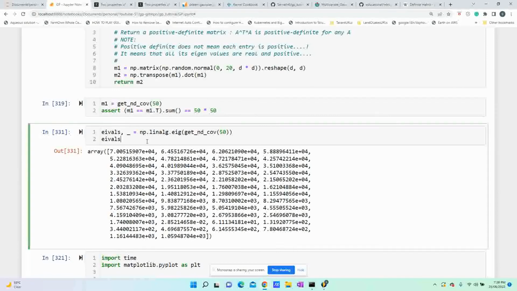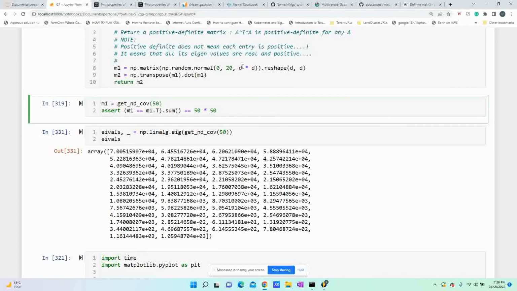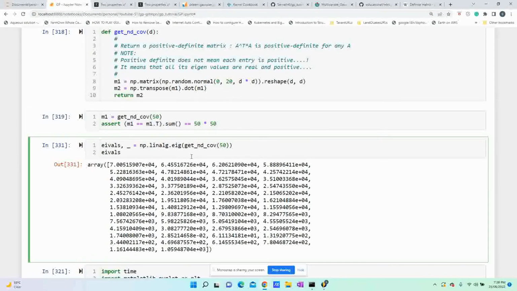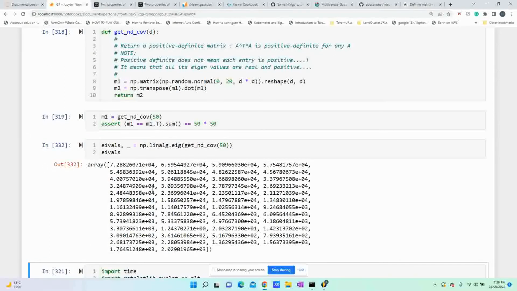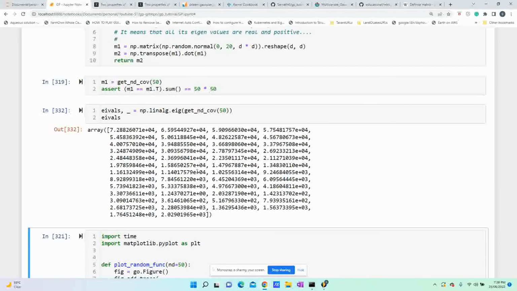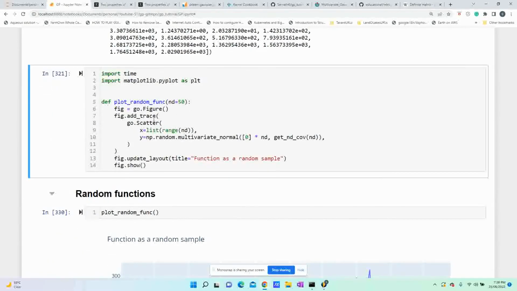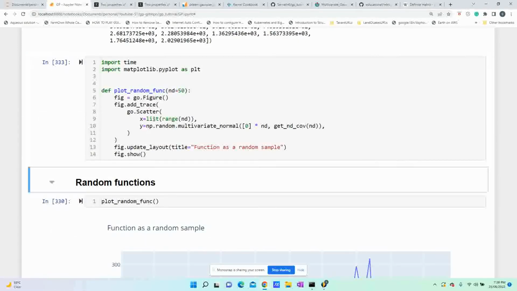Now I have also verified it. Although I'm just following some previous knowledge that A transpose into A gives a positive semi-definite matrix, I can actually empirically verify that I am getting a symmetric matrix. True, a symmetric matrix with eigenvalues all positive, and all real numbers. There is no complex number in these eigenvalues. Once you verify that this covariance matrix is good, that is what we are using. And as such, it's a random covariance matrix.